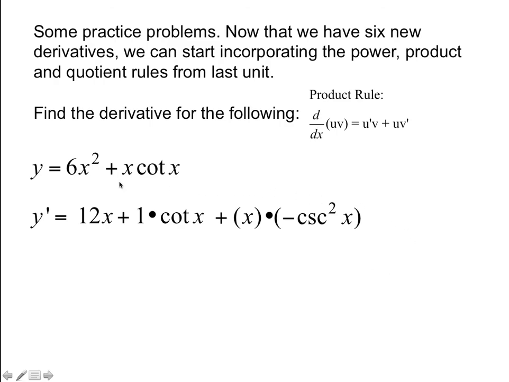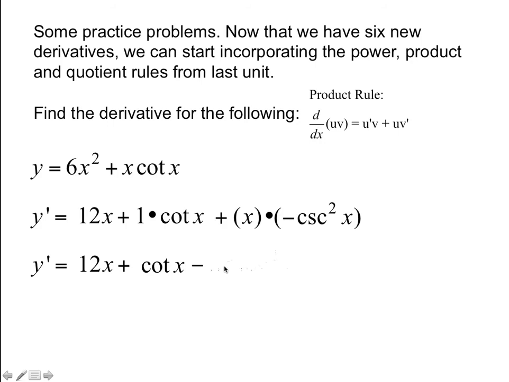So here's your derivative. Again, not much to it after that. You can simplify a little bit. I would recommend maybe dealing with this product right here and getting the minus sign out front. Maybe simplifying this. 1 times cotangent is cotangent.